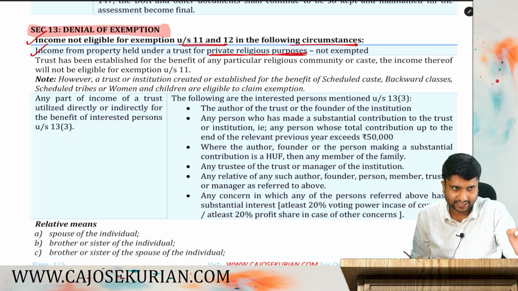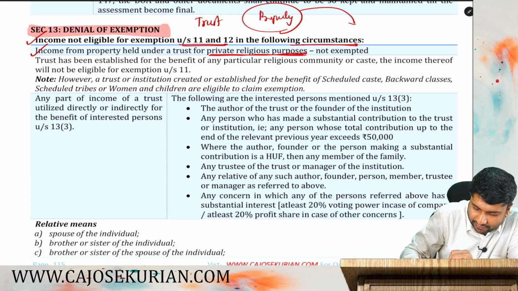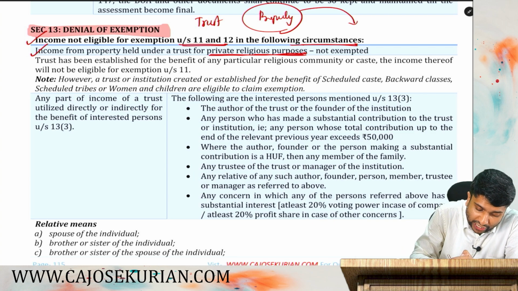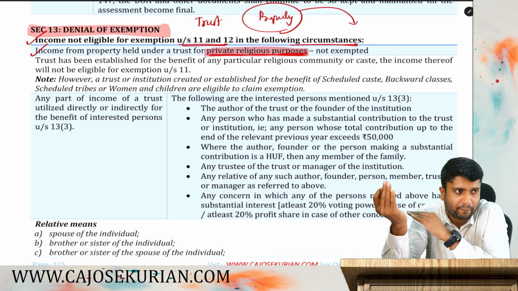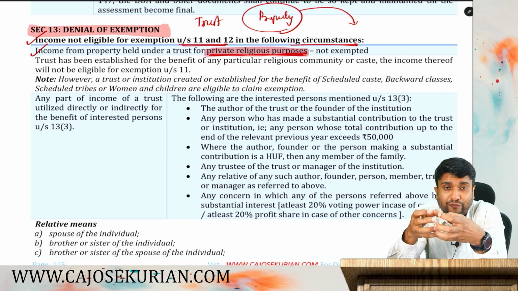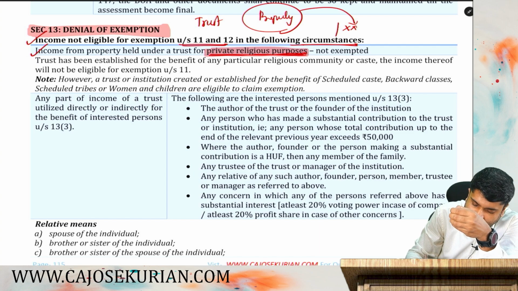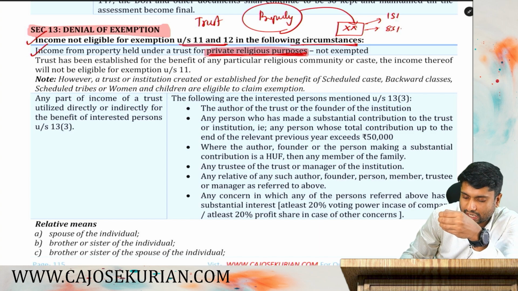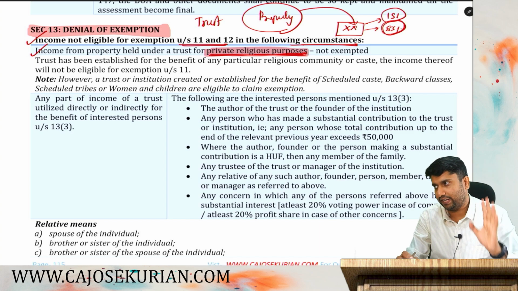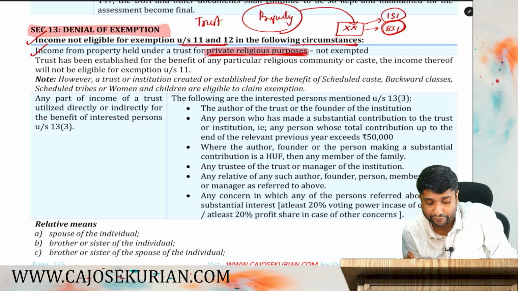That simply means, say for example, you are a trust. You have a property. Whatever income that you are earning from this property, you are utilizing only for a private religious purpose. You are not utilizing it for general public purpose. You are restricting that utilization only to a private religious purpose. On this entire income, you cannot accumulate, you cannot apply. You cannot claim the benefit of accumulation, you cannot claim the benefit of application. That entire income shall be fully taxable separately. You will not get any benefit under 11 and 12.